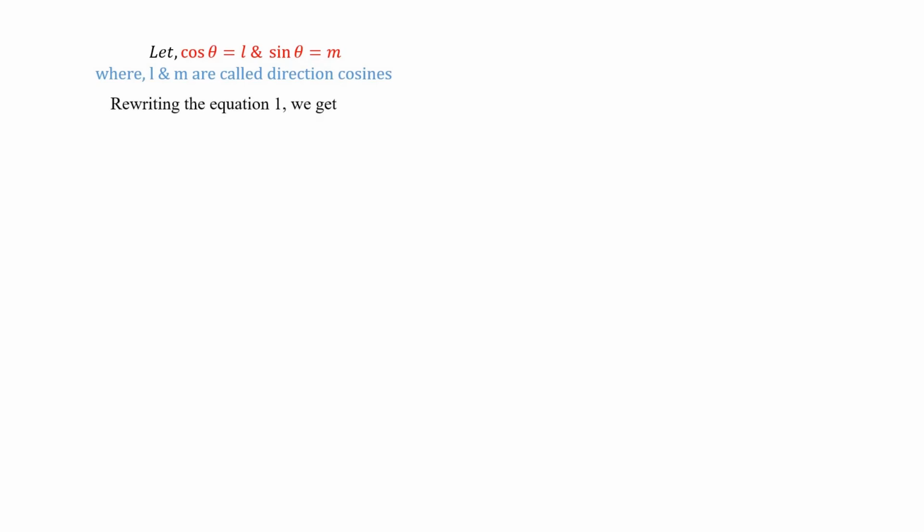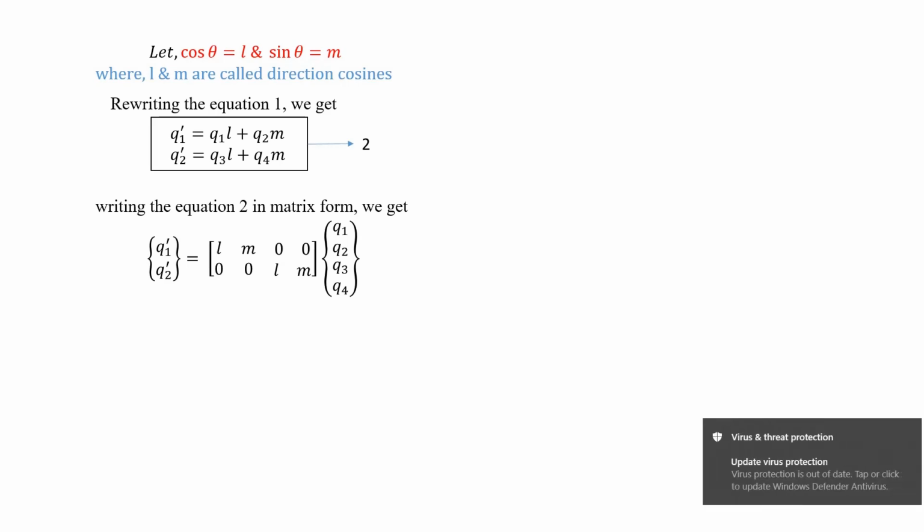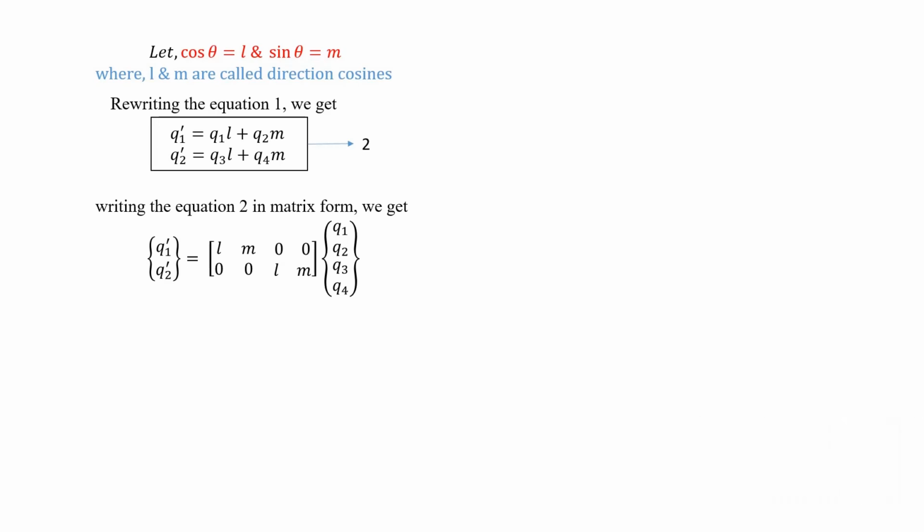So rewriting equation 1, we will get Q1' = Q1 L + Q2 M, and Q2' = Q3 L + Q4 M. Okay. So let's write this equation 2 in matrix form. In matrix form, we'll write it like this: [Q1' Q2'] equals [L M 0 0; 0 0 L M] times [Q1, Q2, Q3, Q4]. You can see in the first equation you don't have anything related to Q3 and Q4.